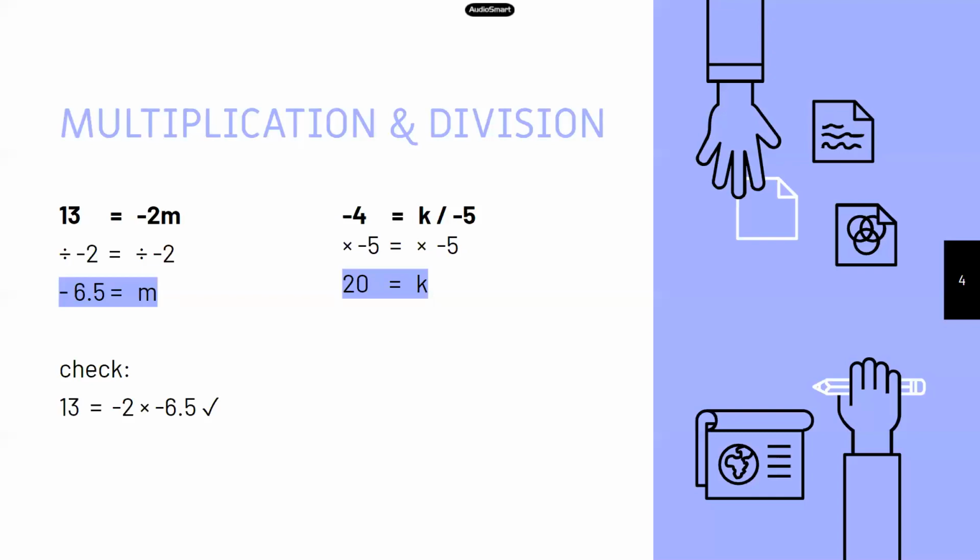All right, but remember, we're not done quite yet. We have to make sure to check our work. So when we go to check our work, we plug in 20, where it says k in the original equation, and what we get is negative 4 is equal to negative 20 divided by 5, and that's a true statement, so that means that we solved the equation correctly.